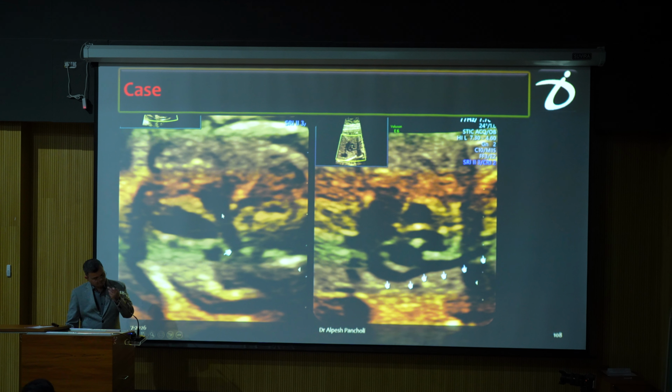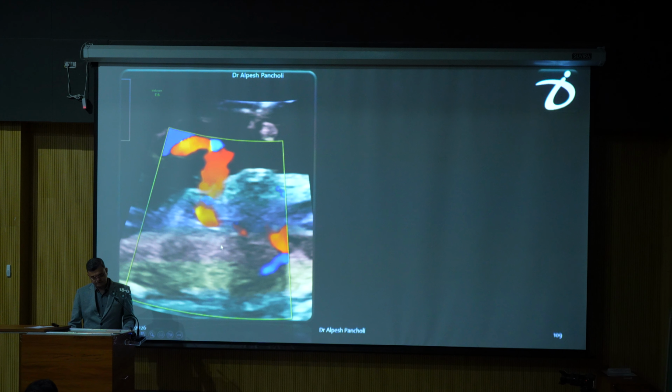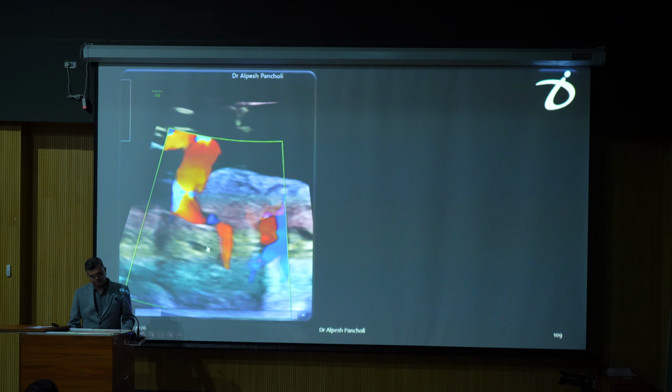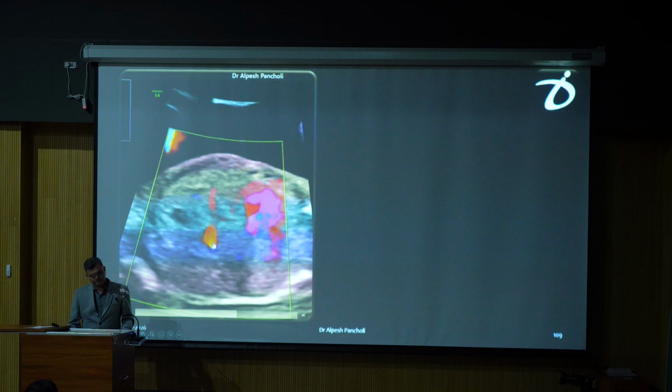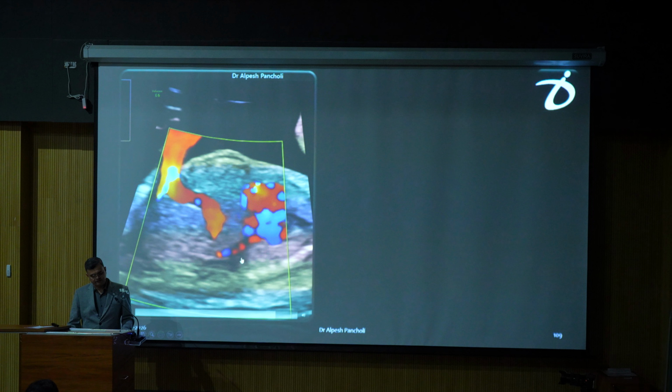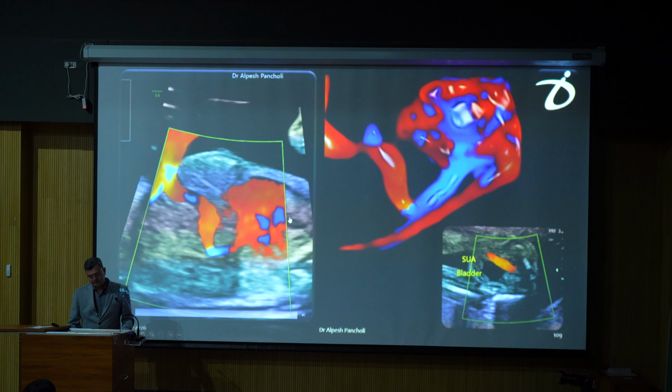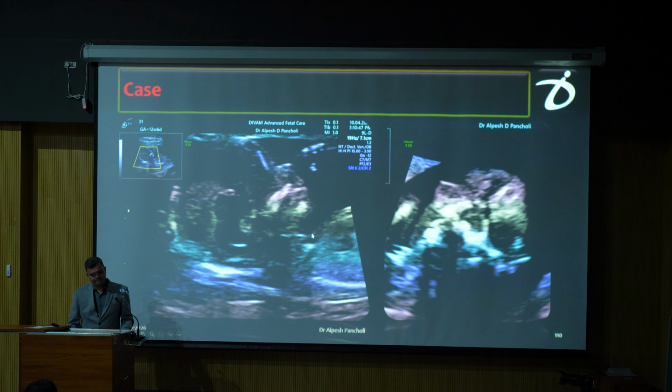So whenever we see one abnormality, look for the other. So here is the case of persistent left SVC. Look for the other venous system. So here we have ductus venosus systemic shunt, umbilical vein draining into the IVC and single umbilical artery.